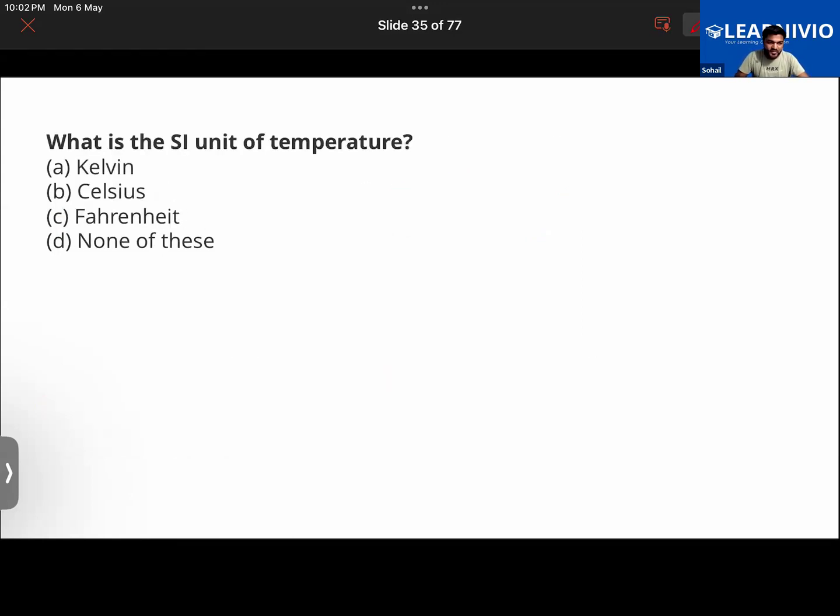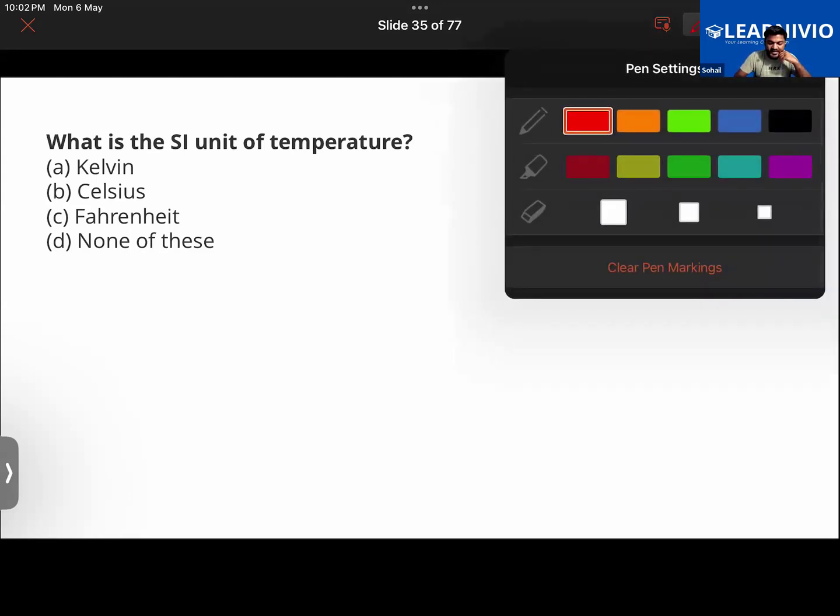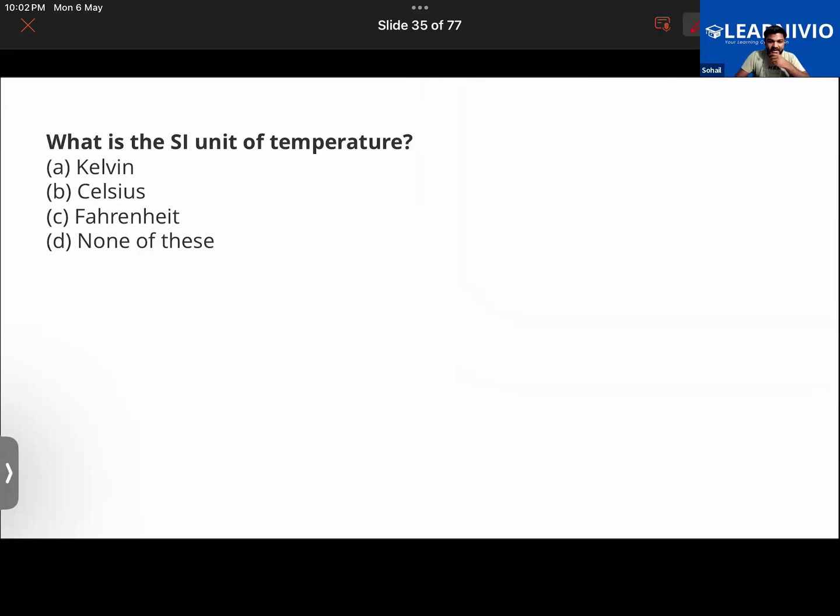SI unit of temperature. Answer this one. What is the SI unit of temperature? Is it degree Celsius? Is it Fahrenheit? Or is it Kelvin? Sir, it's none of them. No, one of them is true. It's actually Kelvin. Keep that in mind.